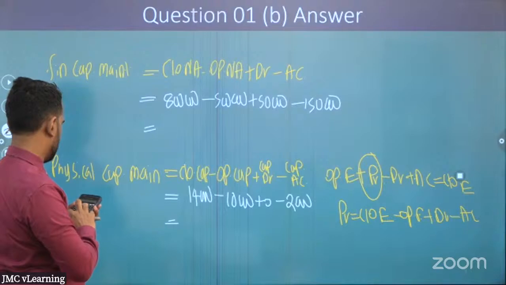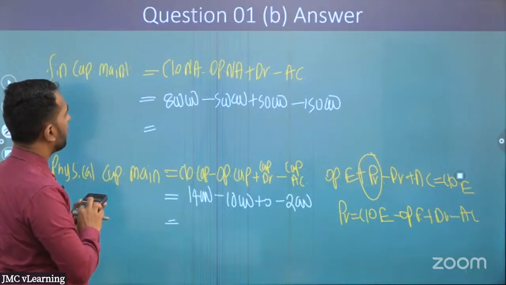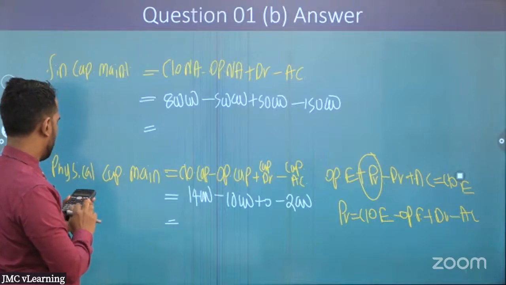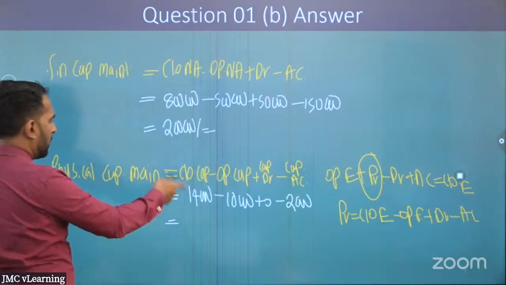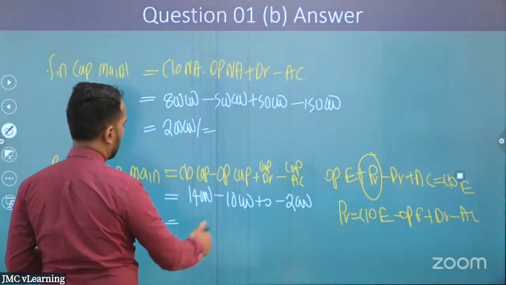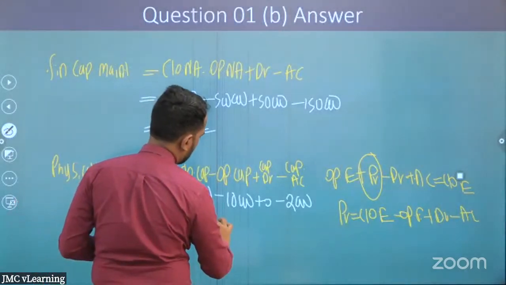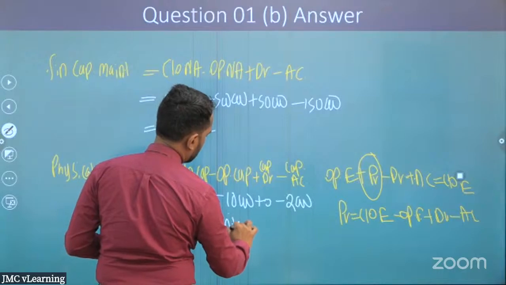So now I should be getting the answer. 800 minus 500 plus 50 minus 150. I'm getting 200,000. For capacity, 14,000 minus 10,000 is 4,000, minus 2,000, 2,000 units.